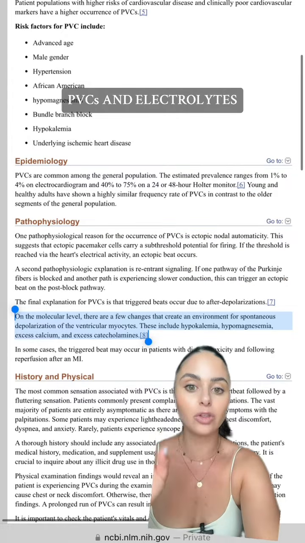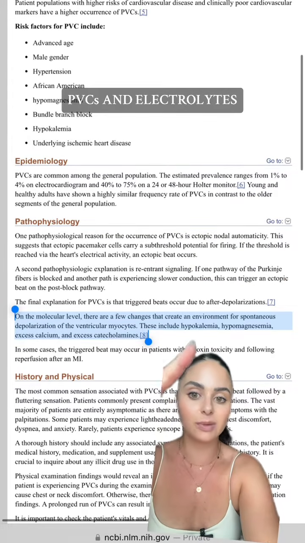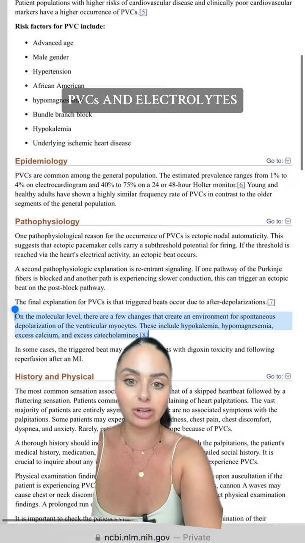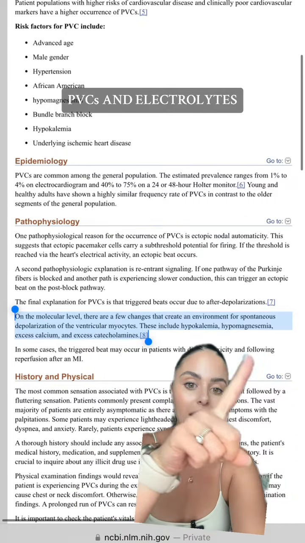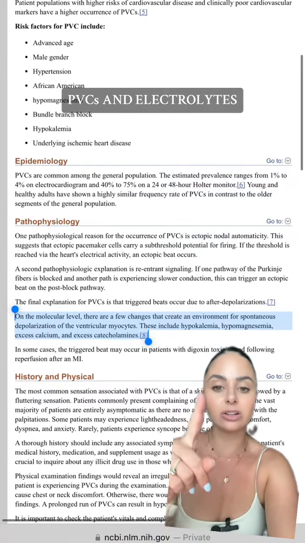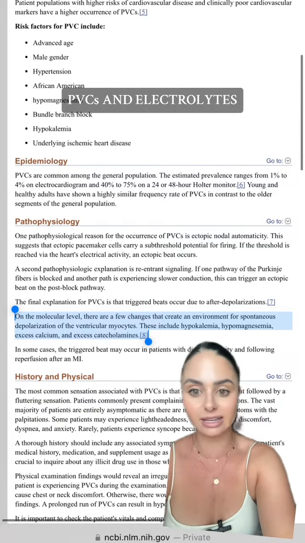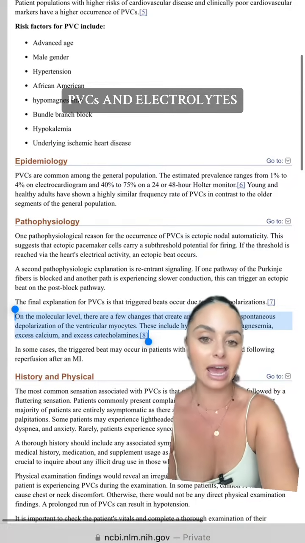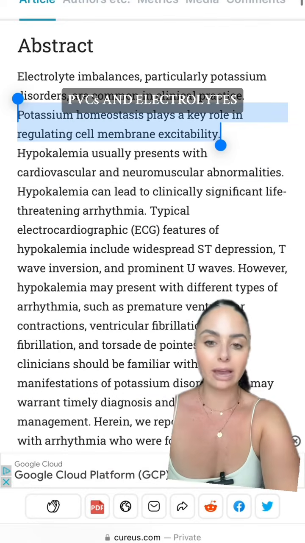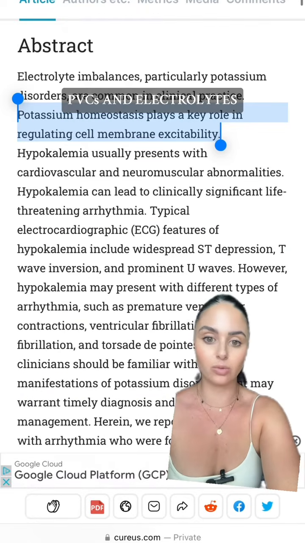On the molecular level, there are a few changes that create an environment for spontaneous depolarization of the ventricular myocytes, aka having a PVC, and these include hypokalemia, hypomagnesemia, excess calcium, and excess catecholamines, which we kind of already talked about. Okay, but how do electrolytes play a role in PVCs?